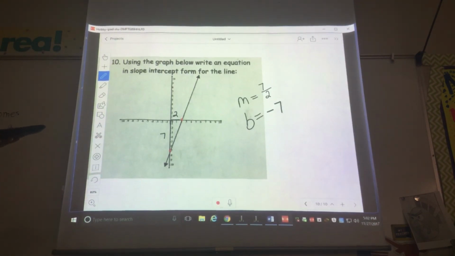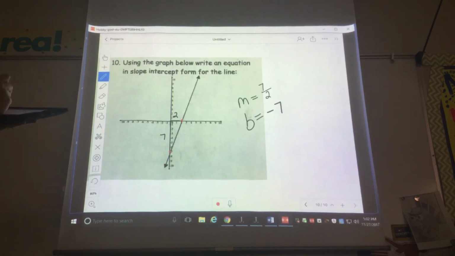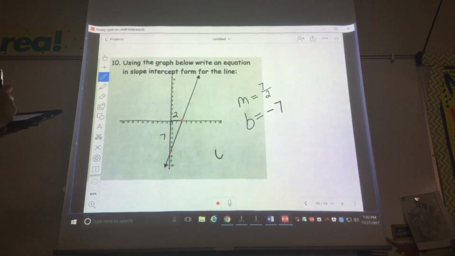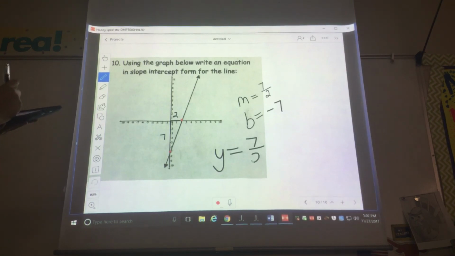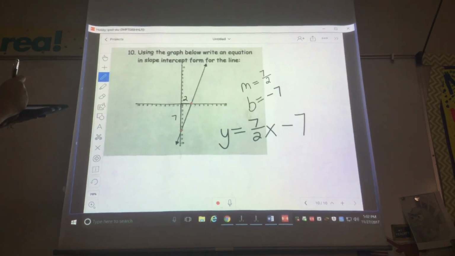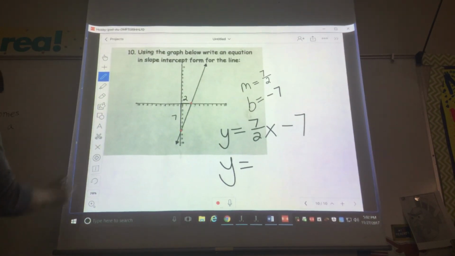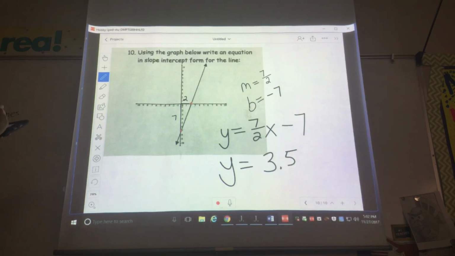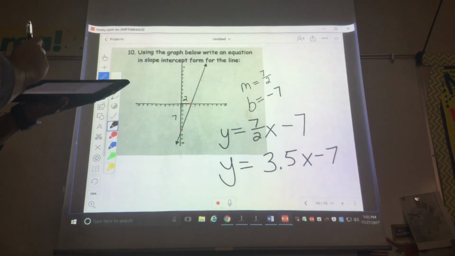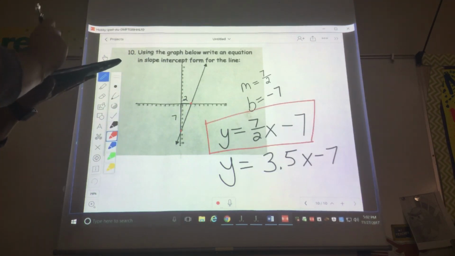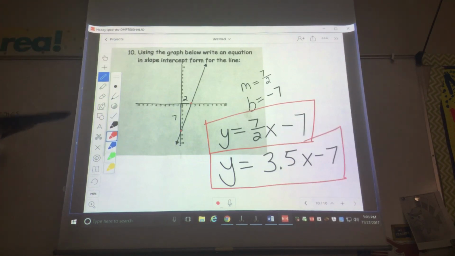Once I have these 2 pieces of information, I can go ahead and write my equation, which y'all are getting really good at, by the way. Y equals 7 over 2x minus 7. If you have this, 7 divided by 2, I think it's 3.5 actually. Yeah, 3.5. If you put y equals 3.5x minus 7, that'd be okay too. Either one of these. I'll box them in both. There. And then there. Okay.